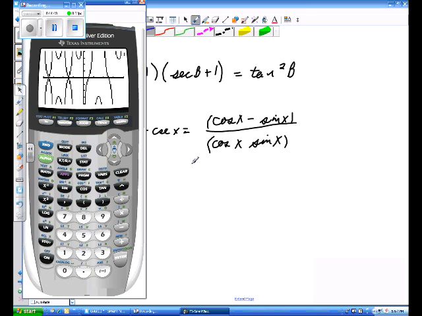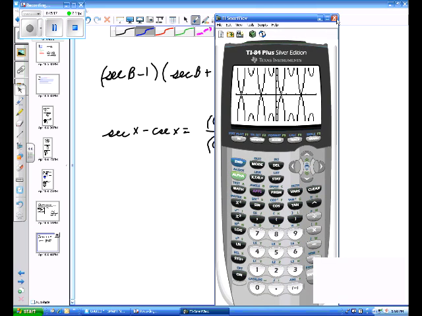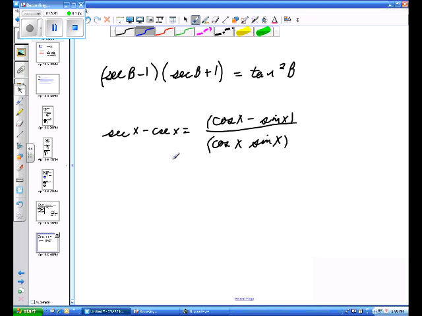This is not an identity, and there is no way that we could work like we did the previous problems and make one side be the other side because they're not identities. These are not true for all values of x. And so when you don't know if things are identities, then this is a quick way of finding that out before you spend your time trying to solve. Most of the time you're going to be told that things are identities and you're going to be proving them.